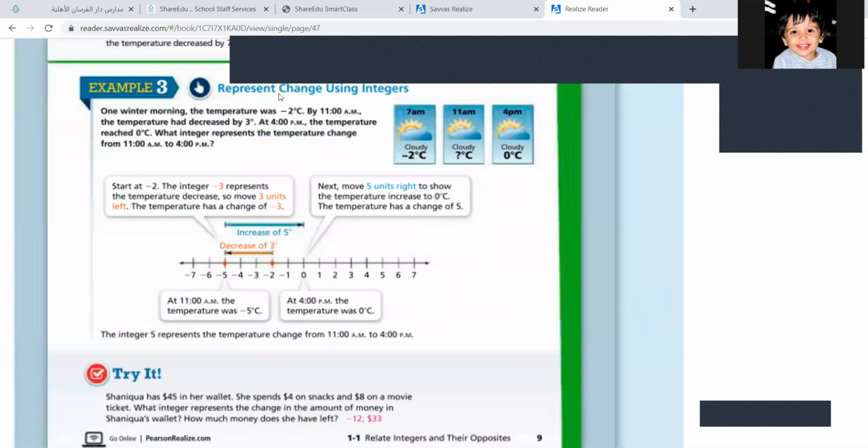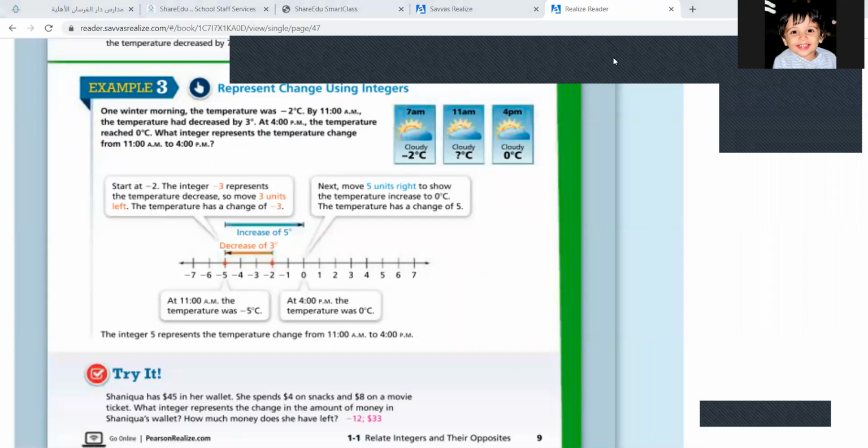Now, see girls here. One winter morning, the temperature was -2 degrees Celsius. Oh, that's minus cold. 2 in the morning. Okay. By 11, the temperature had decreased by 3 degrees. They said decrease by 3 degrees. You know, when you say in the minus sign decrease, the number gets more. Yes.